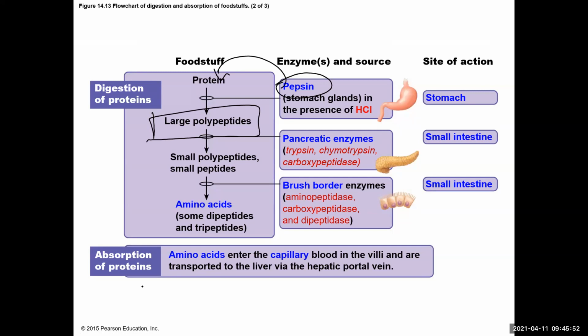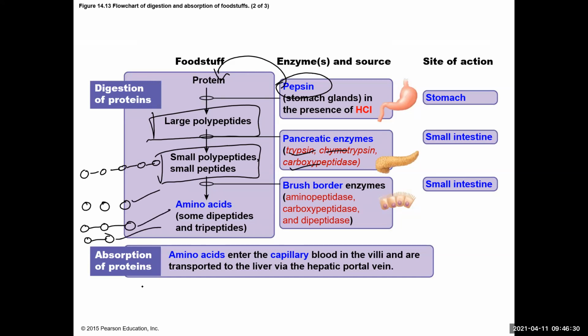Now protein will reach the small intestines. The pancreas will produce pancreatic juice, which contains trypsin, chymotrypsin, and carboxypeptidase. All these will convert it into smaller polypeptide chains and peptides of maybe 5 or 6 amino acids. Remember biochemistry? We still cannot absorb them. We can absorb either single amino acids, dipeptides, or tripeptides.